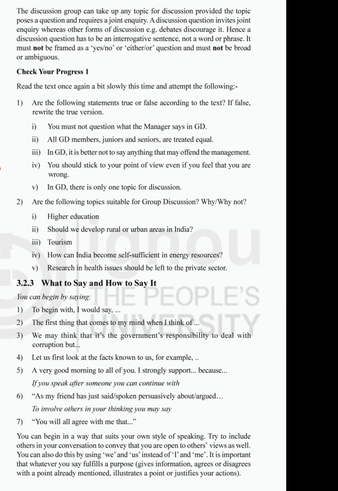Try to include others in your conversation to convey that you are open to others' views as well. You can also do this by using we and us instead of I and me. It is important that whatever you say fulfills a purpose, gives information, agrees or disagrees with a point already mentioned, illustrates a point or justifies your actions.